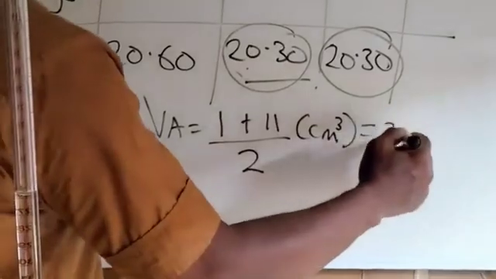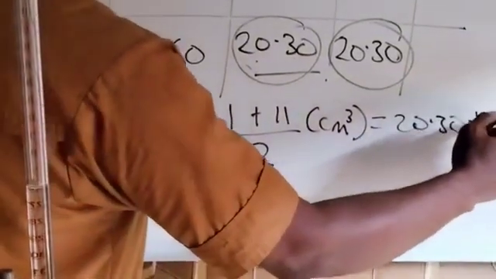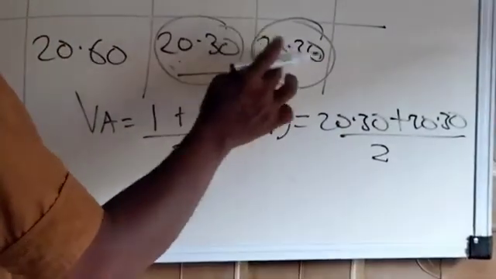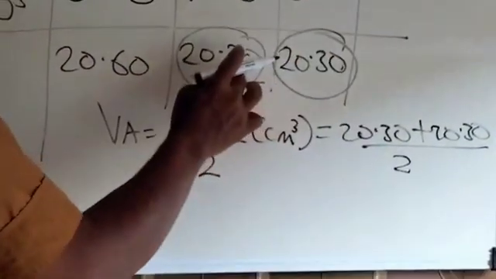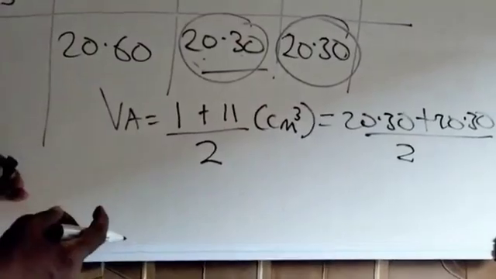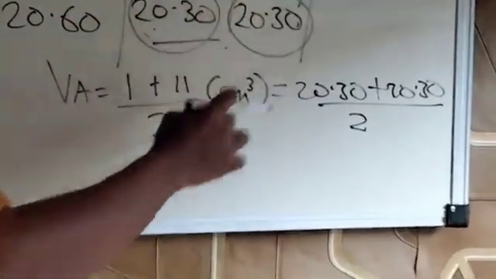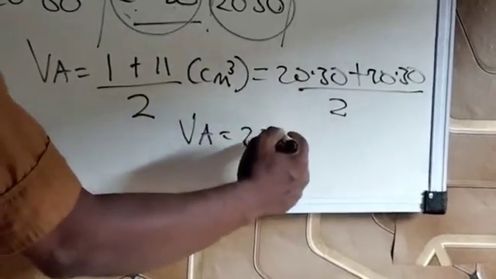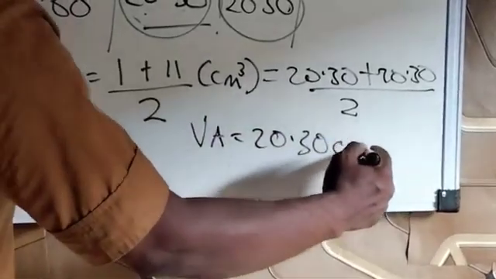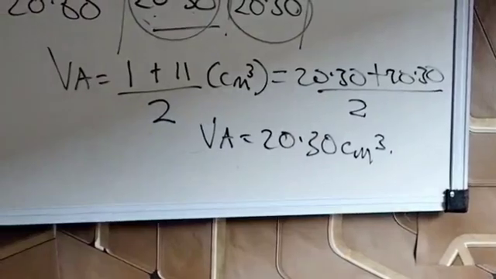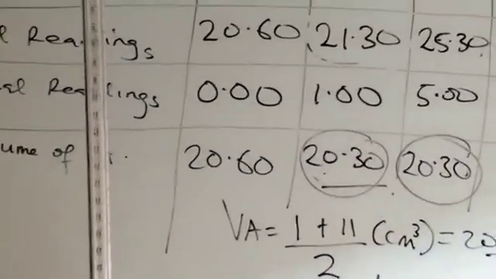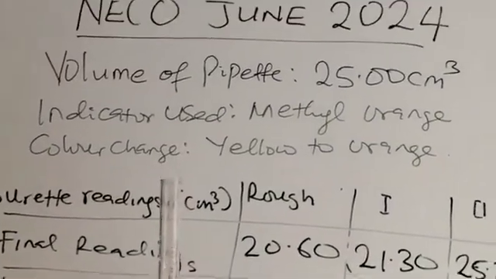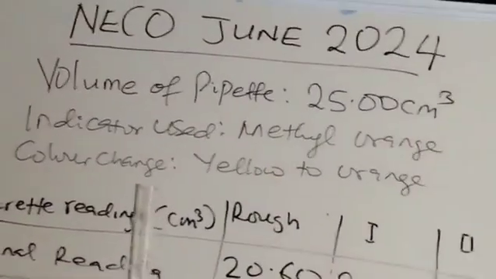So now we have 20.30 plus 20.30 divided by 2. But perhaps if you did your own 3 times and they are in agreement by plus or minus 0.2, you now use the 3 of them and divide by 3. So your VA now becomes equal to 20.30 cm cube. So that's the endpoint for this NECO 2024 June-July chemistry examination.